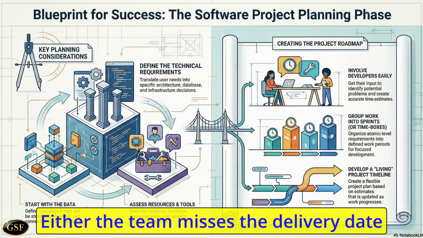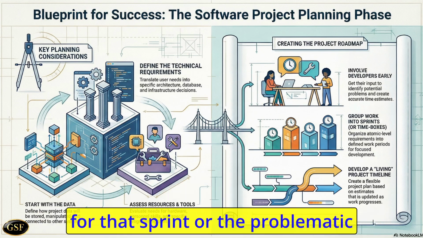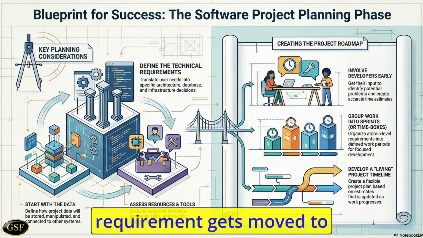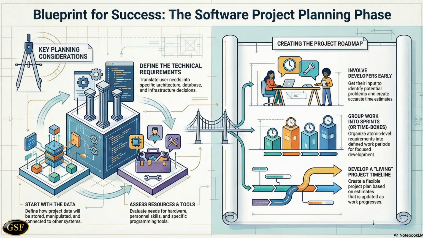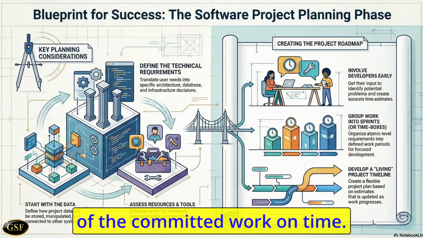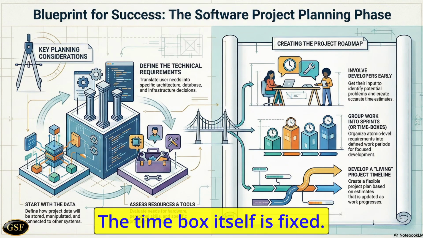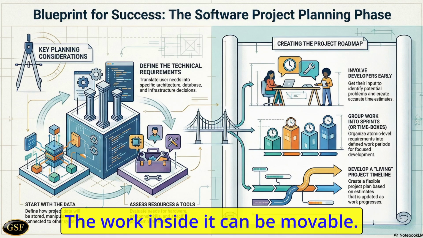What are the options? Either the team misses the delivery date for that sprint, or the problematic requirement gets moved to a later sprint or phase. That allows the team to complete the rest of the committed work on time. The time box itself is fixed. The work inside it can be movable.